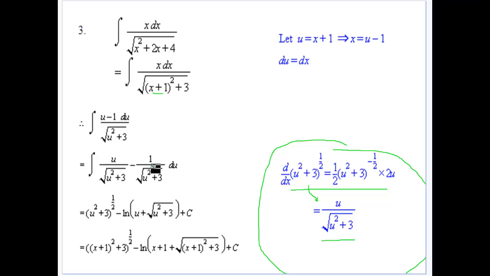And then that's going to be 1 over the square root of u squared plus 3, which, by our table of standard integrals, is the natural log of u plus the square root of u squared plus 3, plus our handy constant of integration. And then we can substitute x plus 1 back in for u to get that expression.